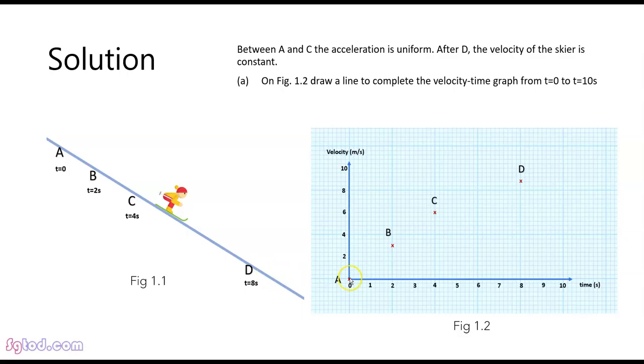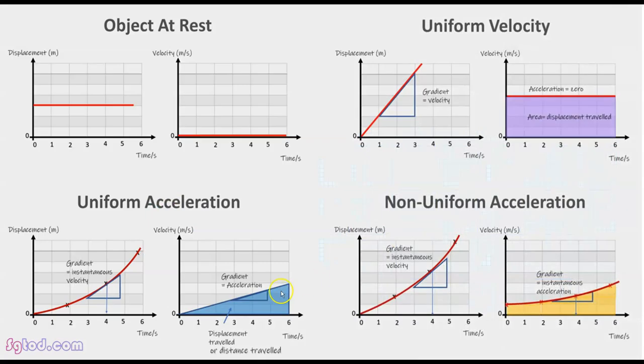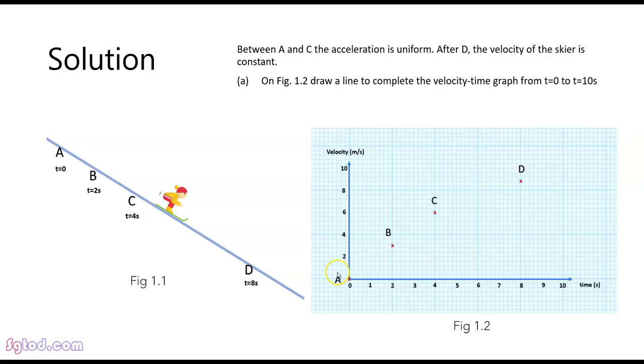Since it is given that between A and C, the acceleration is uniform, it means that the velocity of the skier is increasing uniformly. So based on what we have learned, for uniform acceleration, the velocity time graph is a straight line. Therefore, between A and C, it must be a straight line indicating that the skier's velocity increases by the same amount for every time interval.